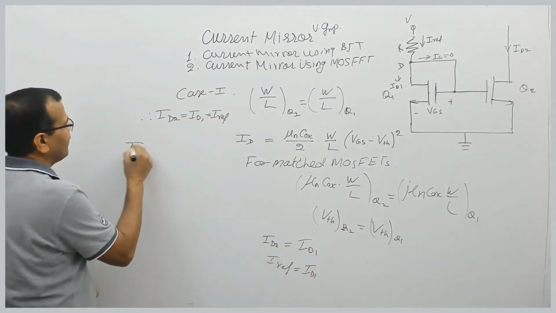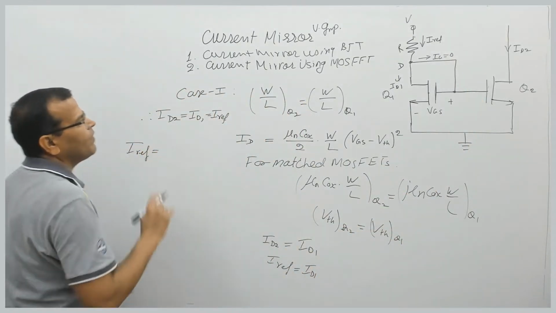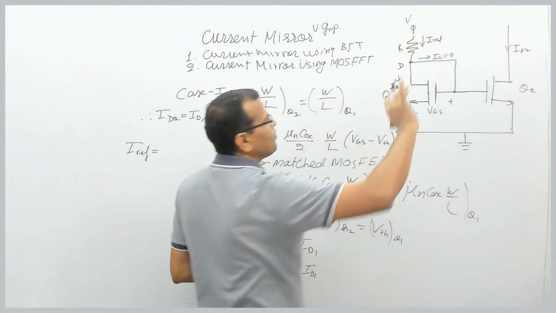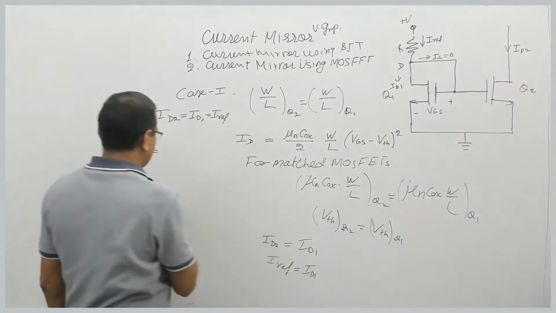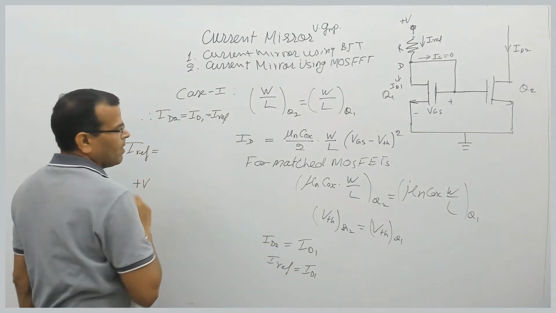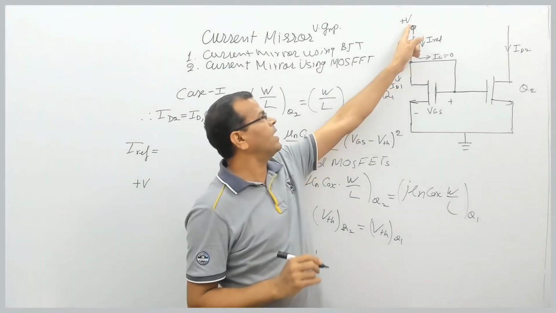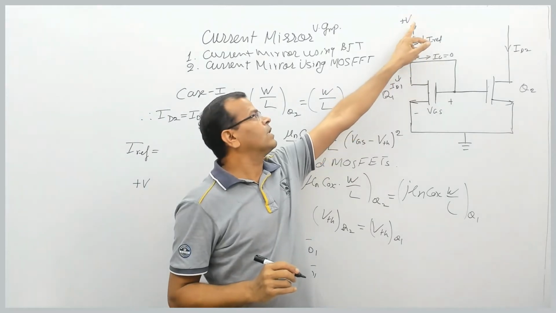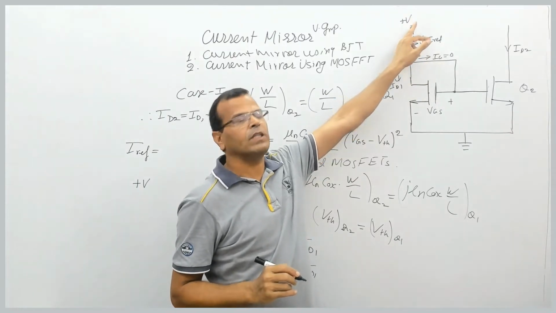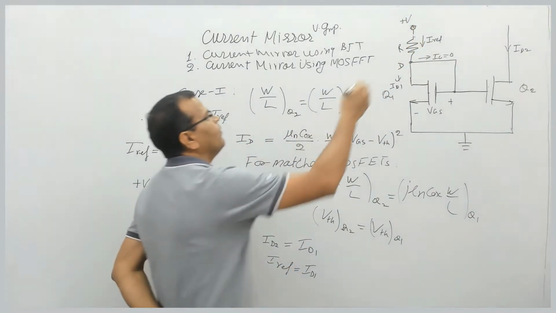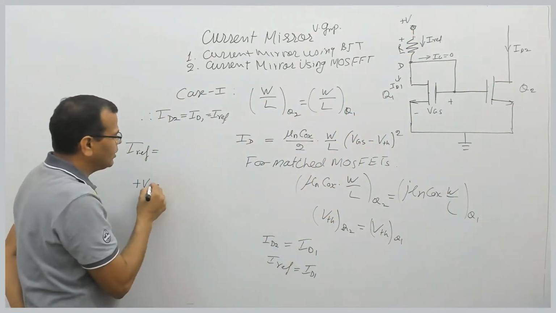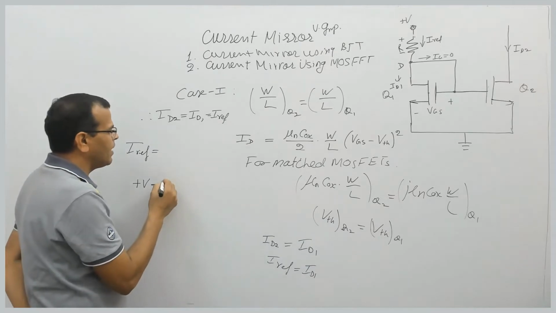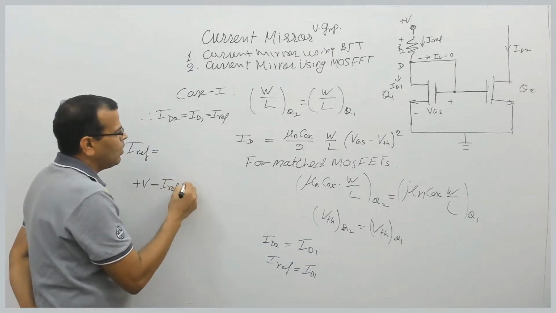Because of that, we call this circuit as the current mirror circuit. Now, what is Iref? Iref can be obtained by applying KVL. I repeat, start from this voltage. If it is plus, write it plus. Apply KVL to find this. Start from this voltage. This is plus V. Start with plus V. Now, if it is a voltage drop after that, write minus. For voltage drop, write minus. So that is Iref into R.